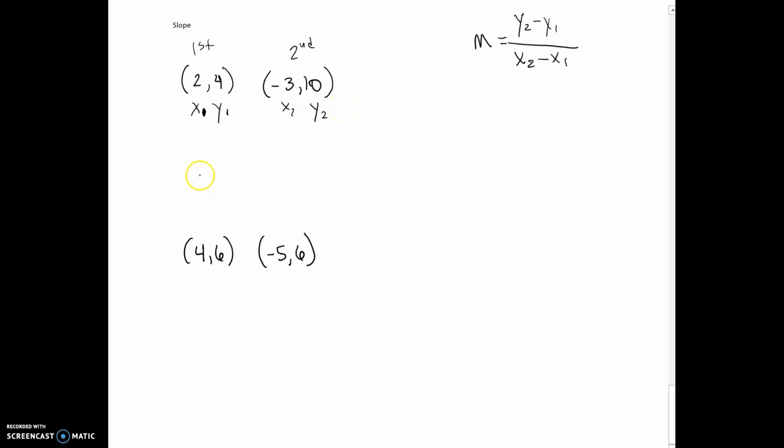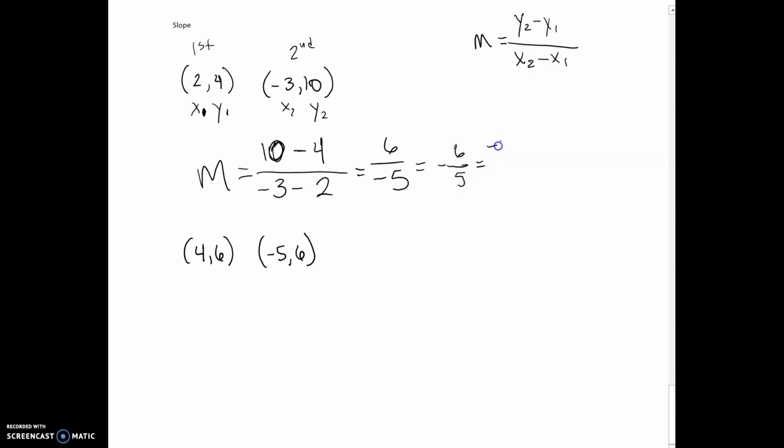So now we just plug in our numbers into our formula. Just be careful. So our slope is equal to y2, which we're calling 10, minus y1, which is 4, over x2, negative 3, minus x1, 2. So we get 10 minus 4 is 6. Negative 3 minus 2 is negative 5. Now remember, negative signs for fractions. We can write that out front. We can write that on top as well. Those are all three the same thing.